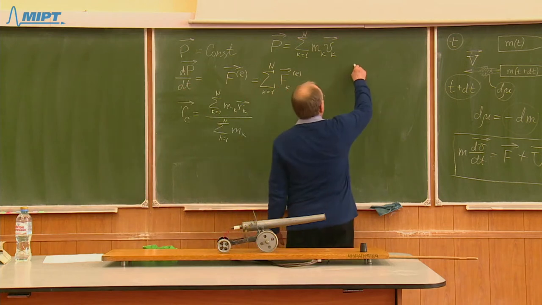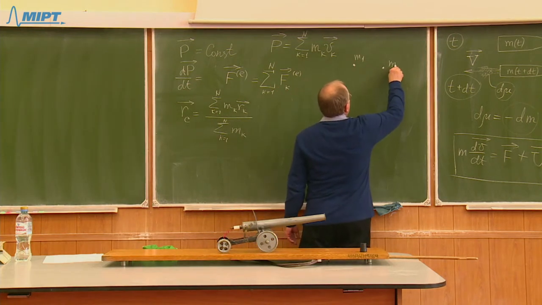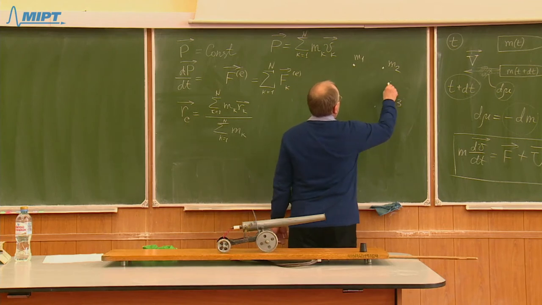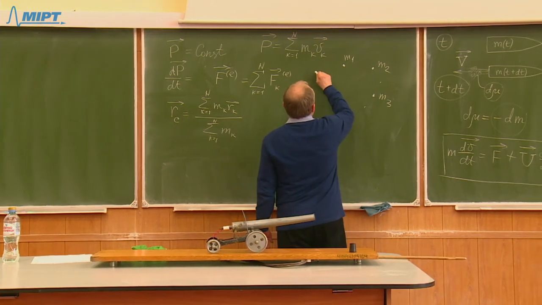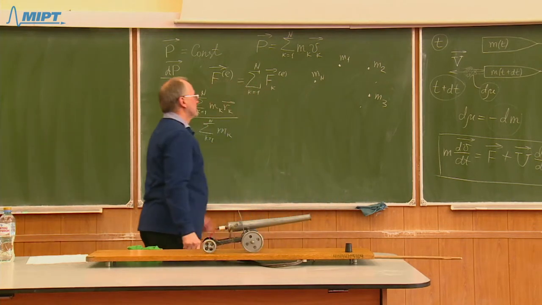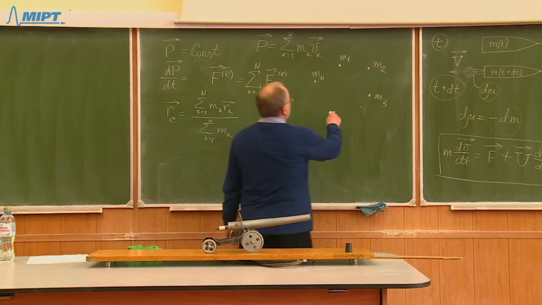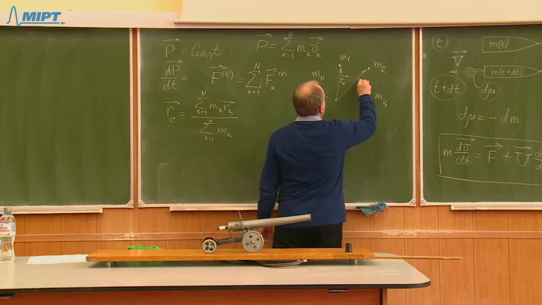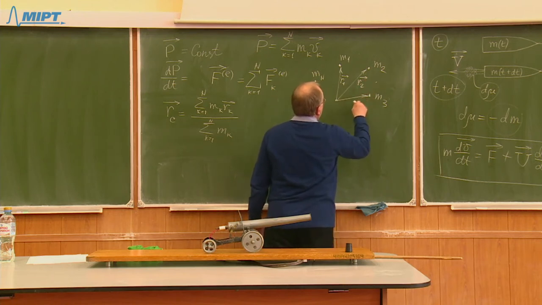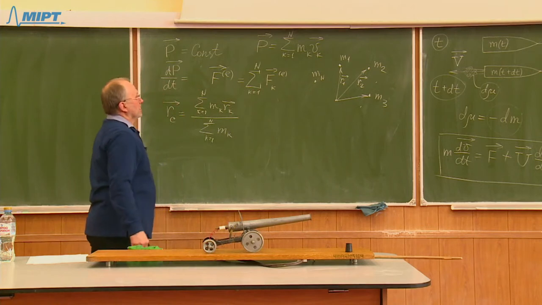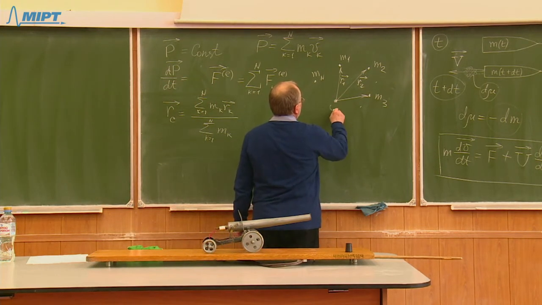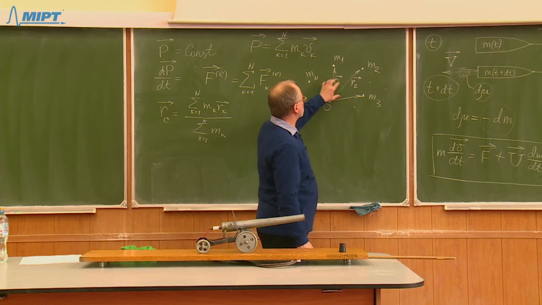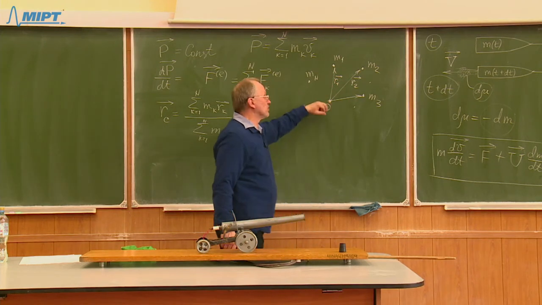So we consider many bodies, M1, M2, M3, M4, M5, 6, etc. Somewhere there is body number capital N. We consider a system of many bodies. Each body has its radius vector R1, R2, etc., in some reference frame, relative to some origin of this reference frame. All the vectors are measured relative to the same point, the same origin.